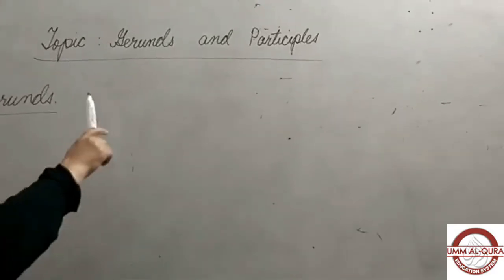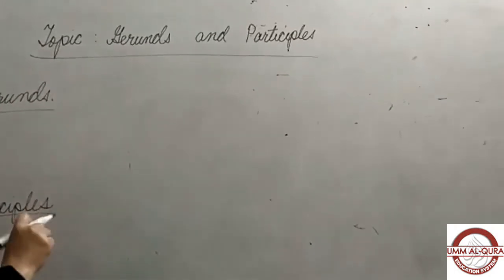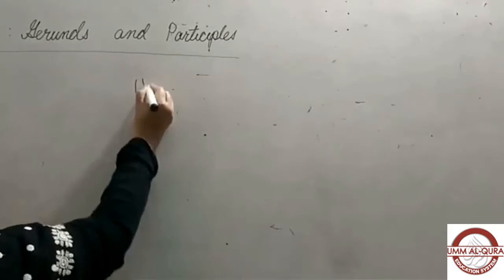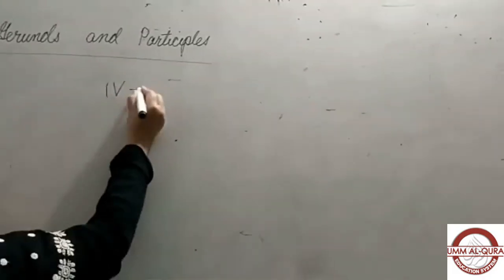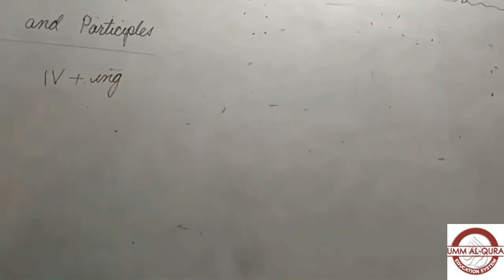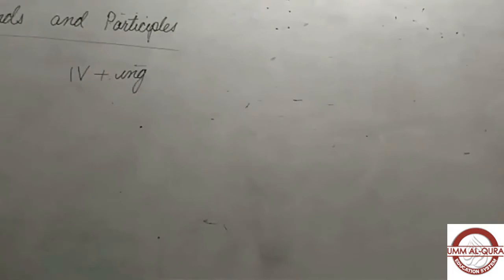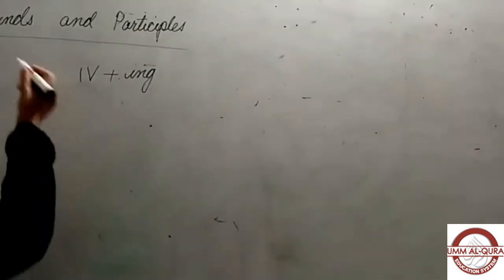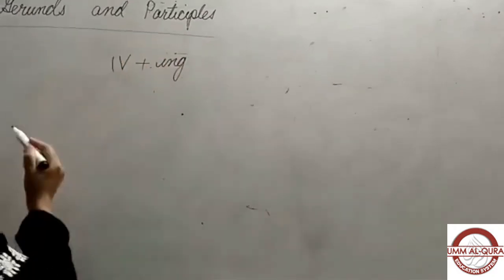Basically, gerunds and participles are formed from the first form of the verb. When we add -ing to the first form of the verb, it becomes a gerund or a participle. Now, how can we differentiate whether it is a gerund or a participle?